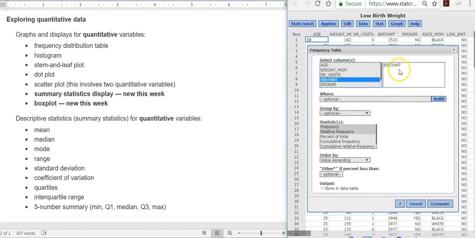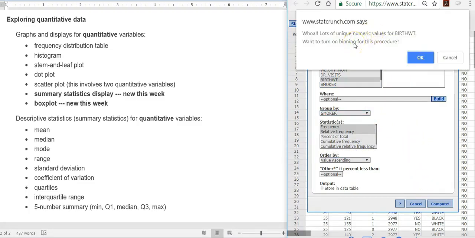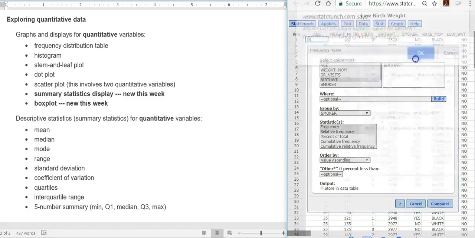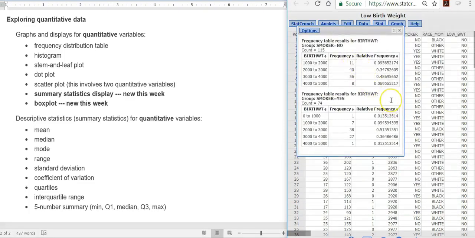So I'm using birth weight as my column, and I'm going to group this by smoker so that we get two different frequency tables. And of course it asks if I want to turn on binning for the birth weight, and I do. So here are our two frequency tables. One thing that I would notice right away about the difference between these two is that for the smoker equals yes group, there's one baby that had a birth weight of less than 1,000 grams. In this group, there aren't any that had a birth weight that low.